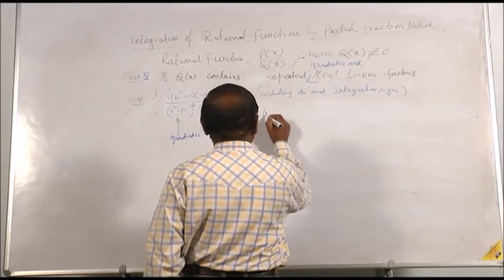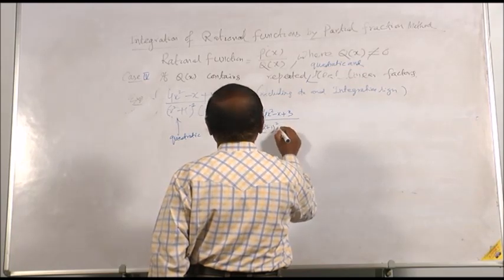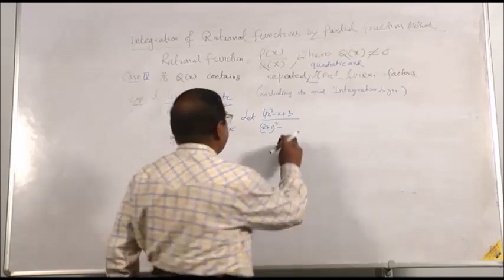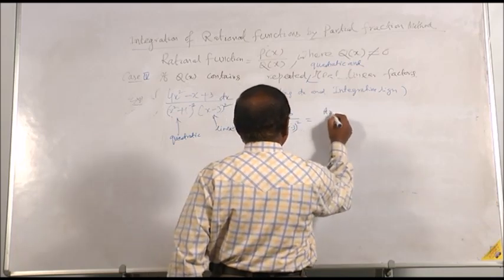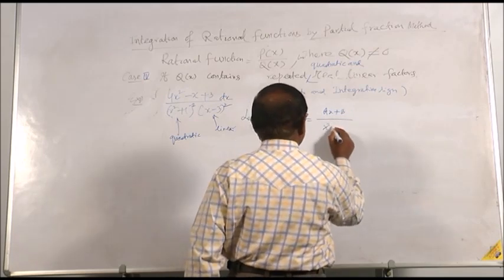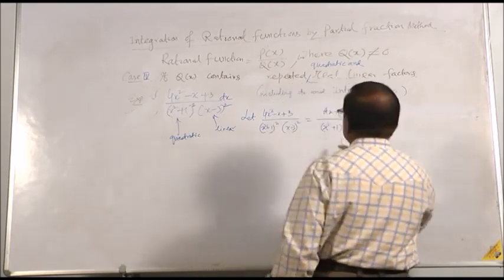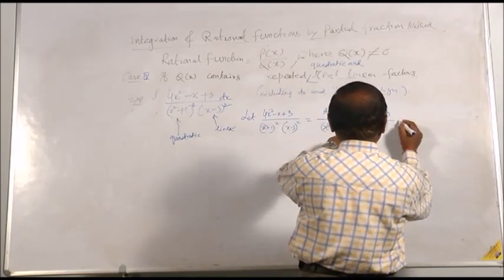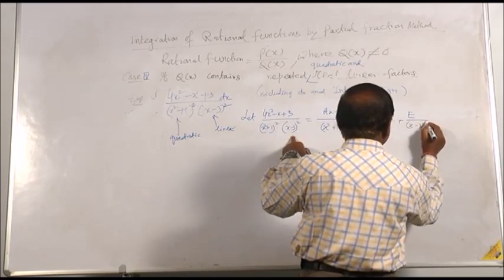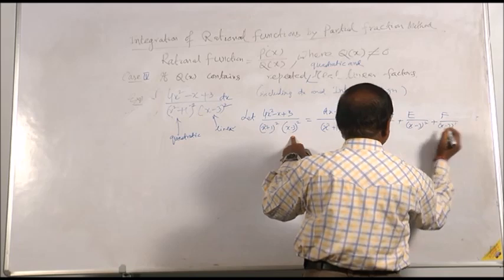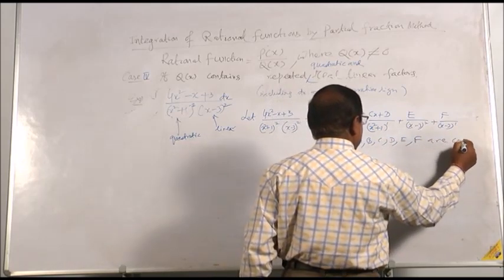Let (4x² − x + 3) / ((x² + 1)² (x − 3)²) equal (ax + b)/(x² + 1)² + (cx + d)/(x² + 1) + e/(x − 3)² + f/(x − 3), where a, b, c, d, e, f are constants. You see, this is the repeated case, so we have to reduce the powers one by one, then we come to the linear repetition.